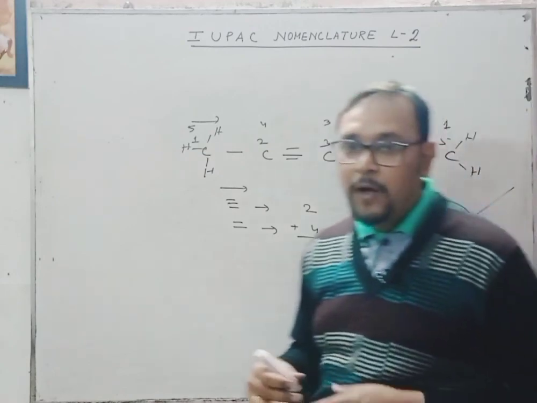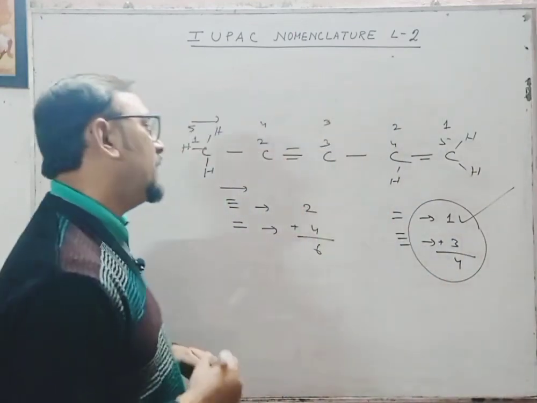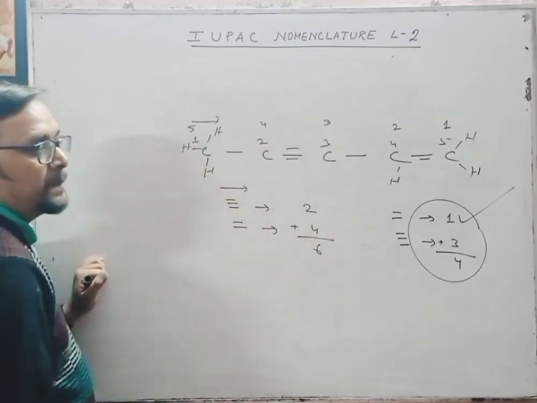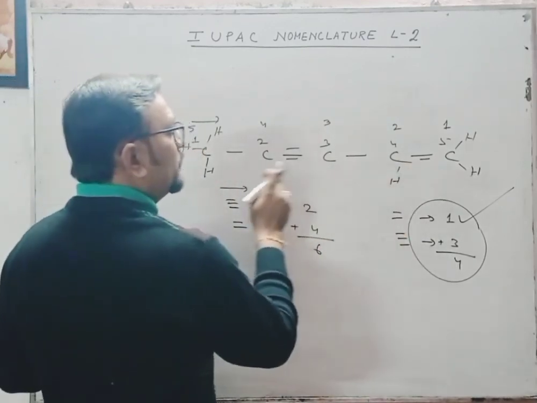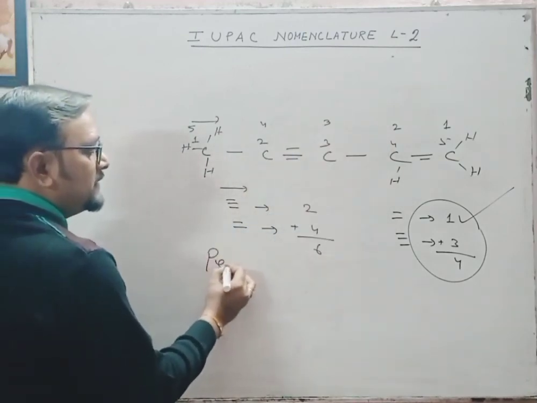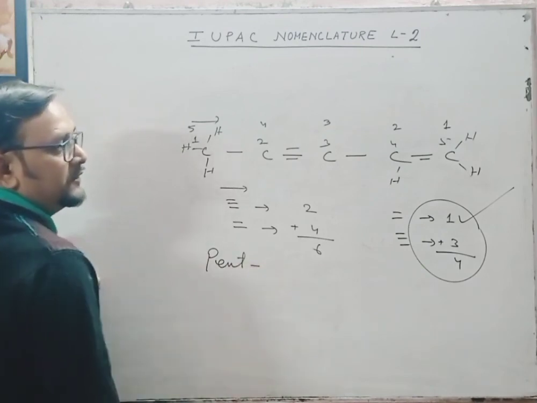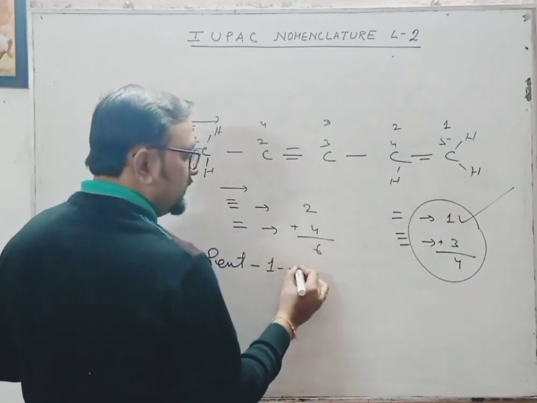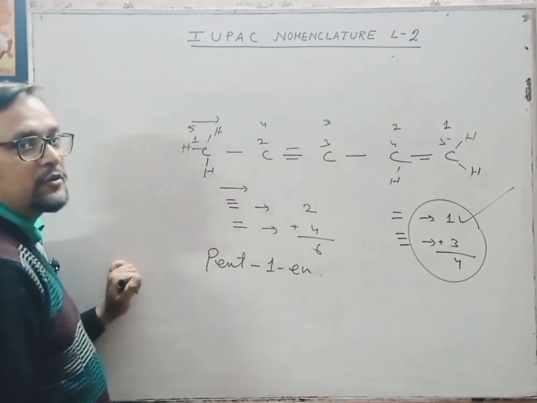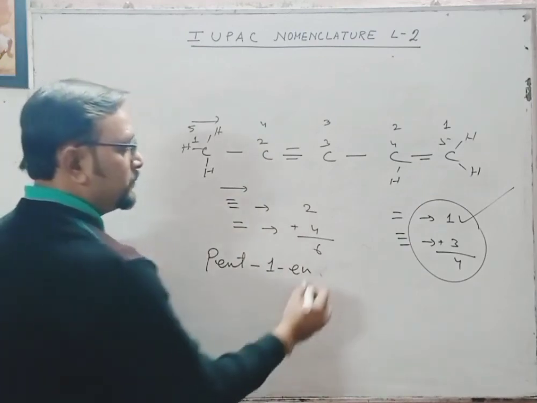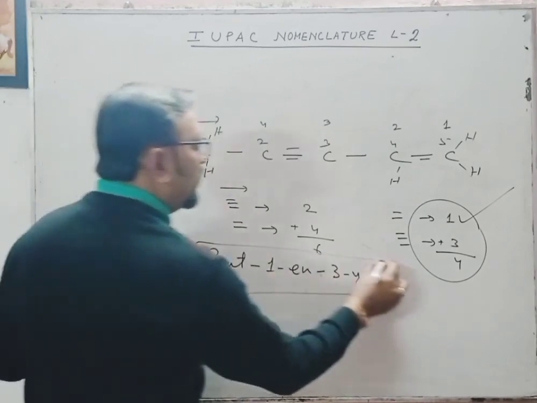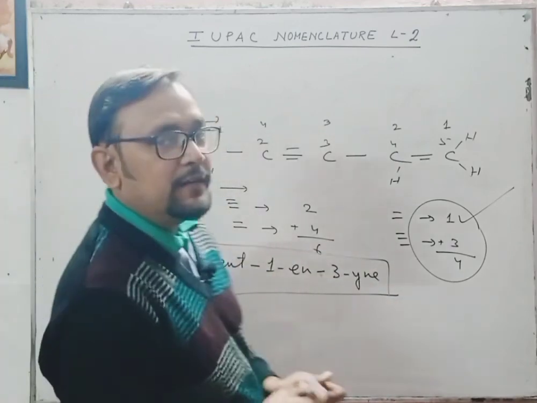So what is the name of this compound? Write it by yourself. Try it by yourself. What shall be the name of this compound? Methylprop, right? Methylprop and then we have pentane as the word root. So I'll write pent-1-en. Should I write e? No, I will drop that e because y will come. Hyphen 3-yne. So this is the name of this compound. I hope it is clear.